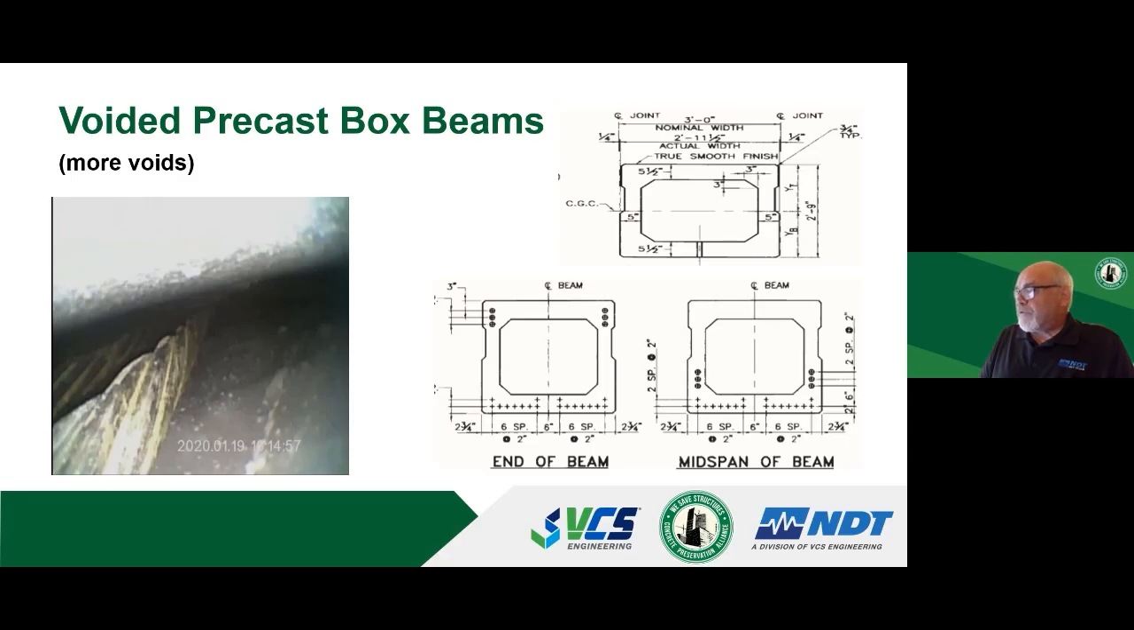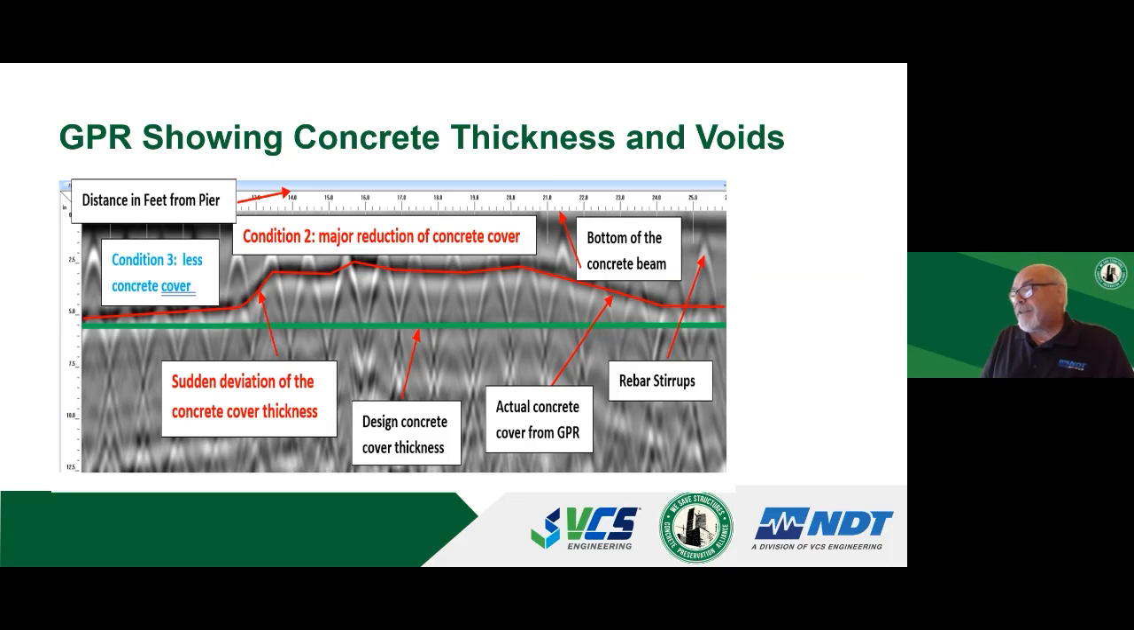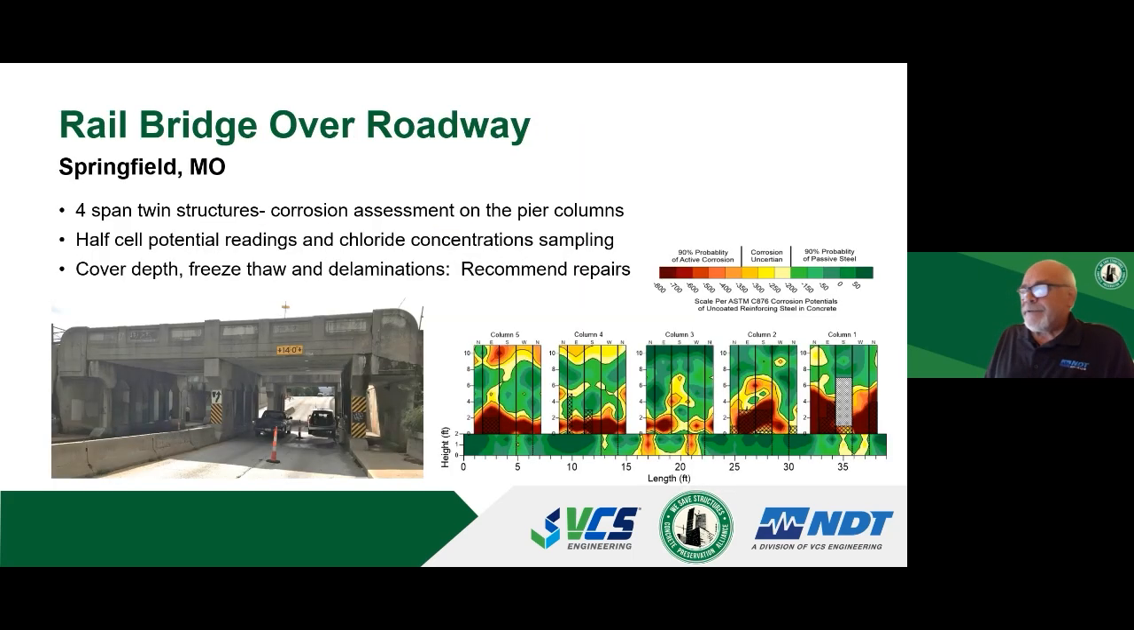And the pictorial, or the image that we provided from the GPR looking up, the green line is the bottom of the beam, the red line is the end of the concrete. So it's pretty thin in a couple areas, a long way from 5.5 inches. So more voids in a voided box beam than anybody really wanted.